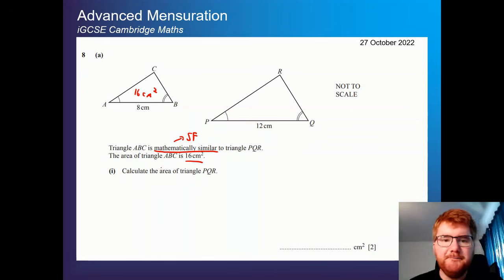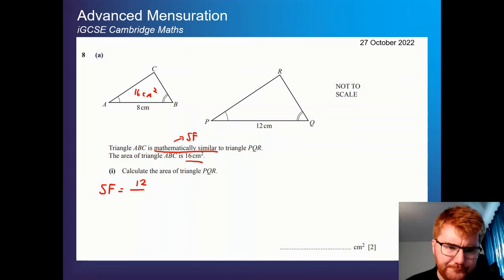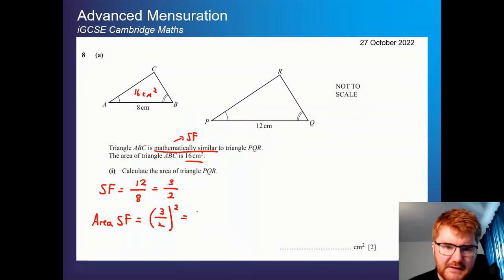Standard procedure here. So first of all, we want to work out the scale factor. Now the way we do this, generally I go from big to small. So I'm going to do 12 divided by 8. That's going to be equal to 3 over 2. Cancel it down. Then we want to work with areas here. So then we want to work out the area scale factor. That's going to be the scale factor we just worked out here, squared. And 3 squared is 9, 2 squared is 4.